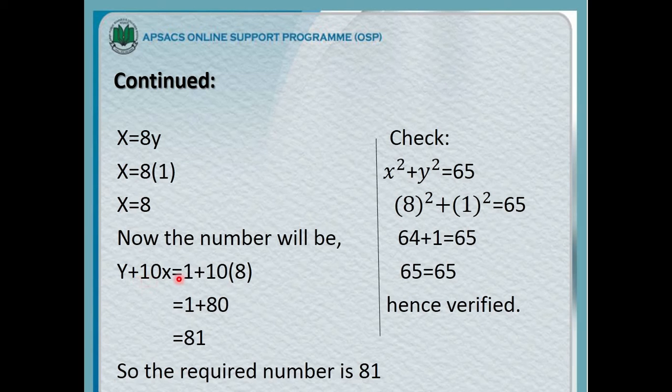Here y is equal to 1 and x equals to 8. By putting these two, we get the number 81. So the required number is 81. We can verify our answer by substituting the values of x and y in any of the equations.